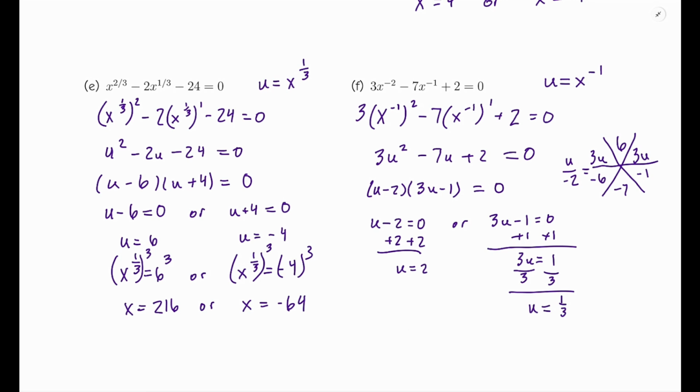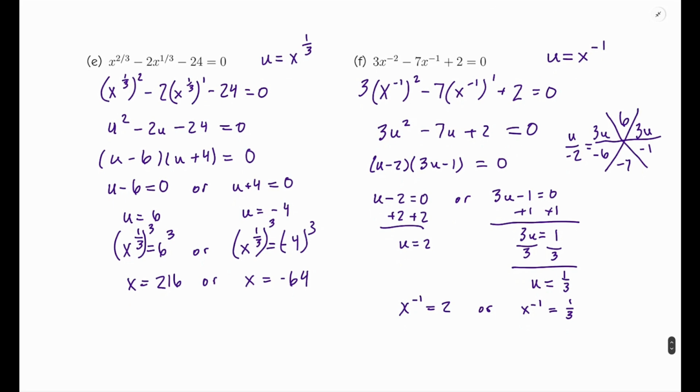Plugging x back in, that means x to the negative 1 power equals 2, or x to the negative 1 power equals 1/3. To get rid of the negative 1 power, you actually raise both sides to the negative 1 power. And remember, when you raise a number to a negative power, it means to flip it. So we get x equals 1/2, or x is equal to 3 over 1, or just 3.